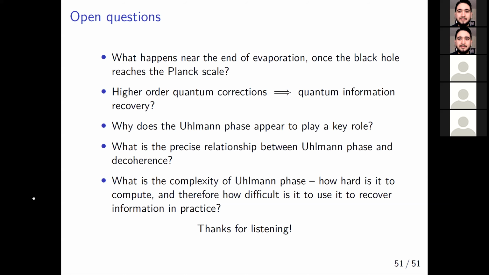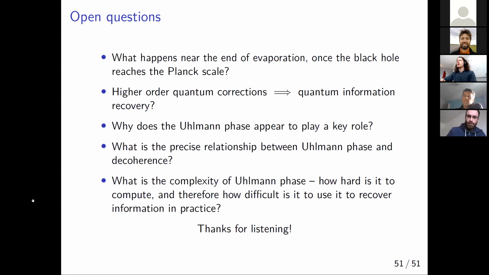I also have a question, if I may ask. I wanted to ask about connections to other proposals for entanglement wedge reconstruction. There's, for example, these PETS maps and other stuff. Is this related to your work?